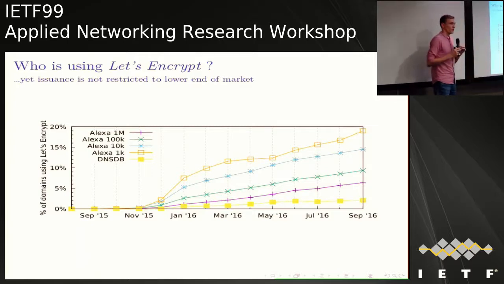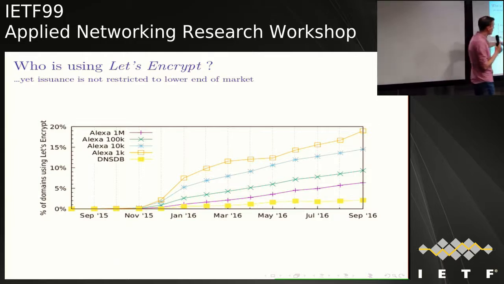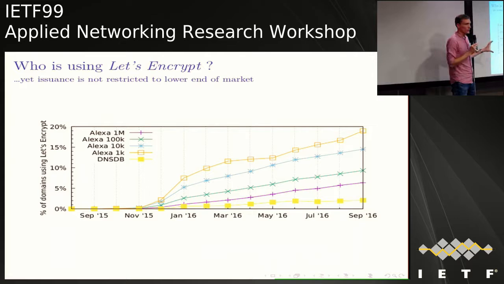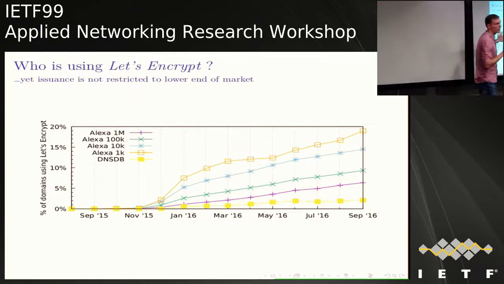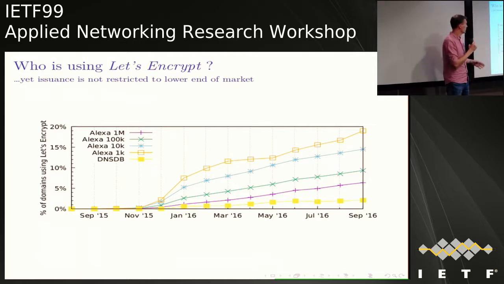You could expect that. What's more interesting is if you turn it around. Within each ranking, what is the percentage that is using Let's Encrypt? You see that the most popular domains on the planet, according to Alexa, actually have the higher percentage use. So 18% of the Alexa 1000 domains employ people who know about Let's Encrypt, and they have issued a certificate within their domain within a year. So I guess that's a good bit of outreach. And that slows down when you go to the bigger sets.